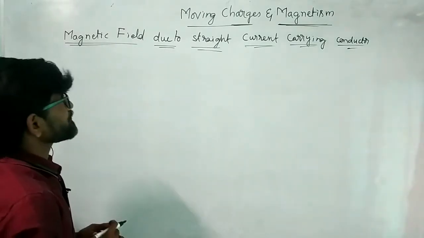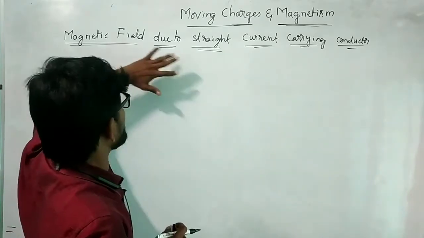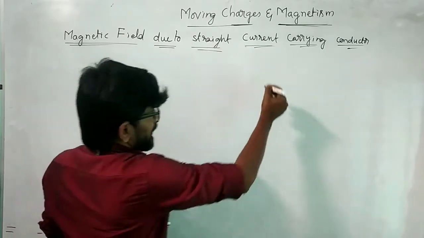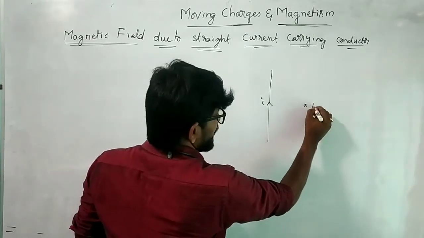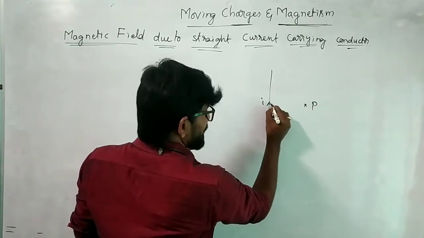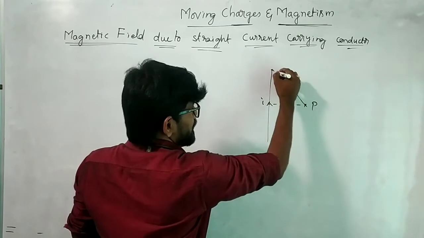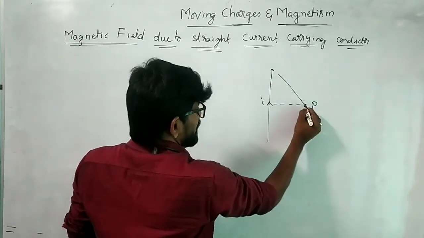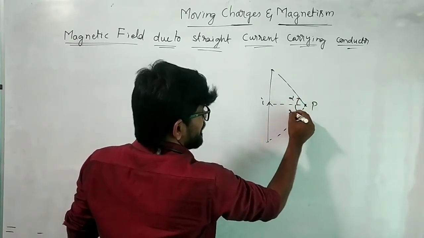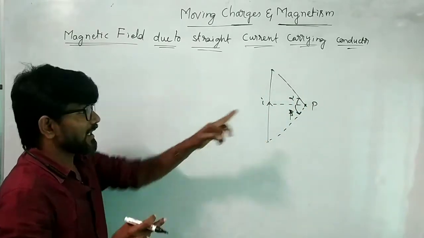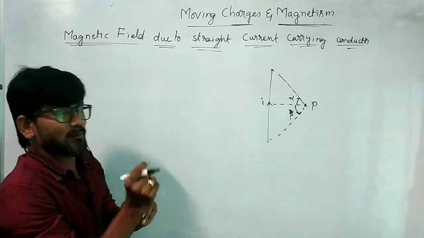First, let us recollect the formula to find the magnetic field due to a straight current carrying conductor. If you have a straight current carrying conductor in which current I is flowing, and you are asked to find the magnetic field at a point P, you have to draw a perpendicular line, and connect the top point of the conductor to this point and the bottom point of the conductor to this point, so that they make angles alpha and beta with respect to the perpendicular line. Try to follow this point carefully.